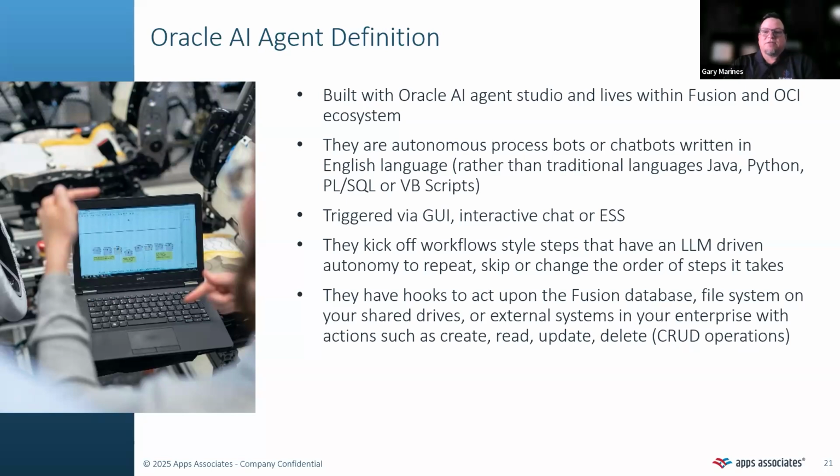So they kick off workflows that have LLM-driven autonomy to repeat, skip, or change the order of the steps they take. So you might have an agent that can do 5 things for you. You might ask it in order or out of order, and it uses LLMs to understand when the best time to do that is and what the answer should be based on the information that's in your system. So we have hooks to act upon things in the database. If you want to access external systems, you can use external APIs. You can use internal APIs to take those actions, right?